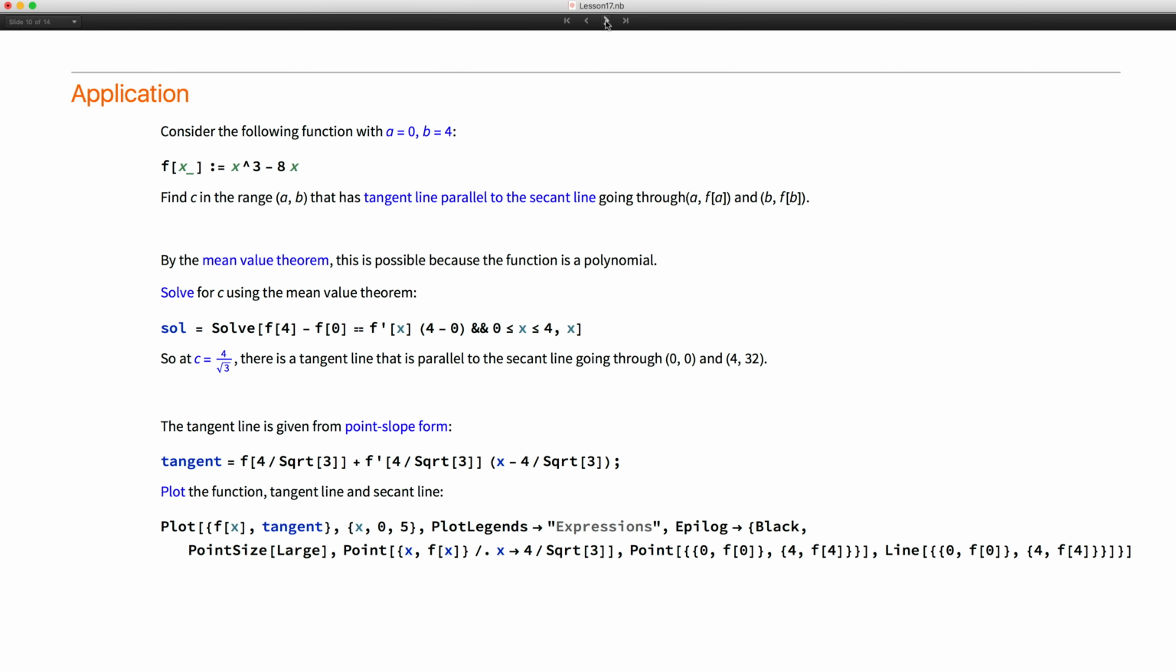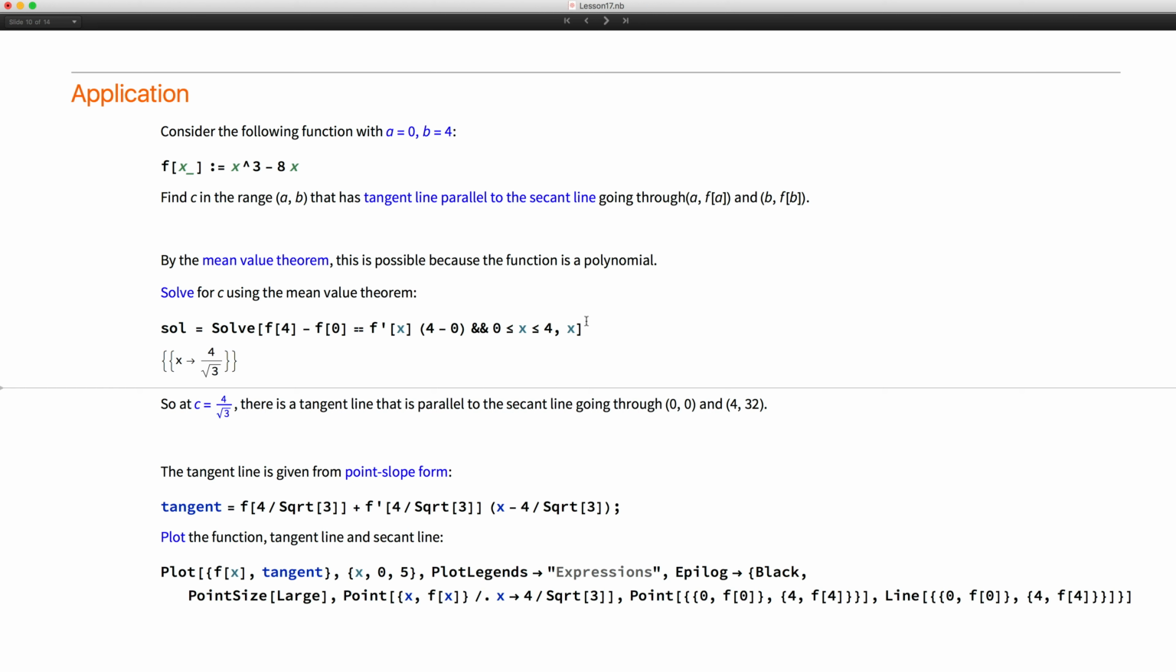Okay, so with that, some applications. The first application: let's look at the function x cubed minus 8x on the interval 0 to 4. You want to find a c in the range which has a tangent line parallel to the secant line through the endpoints. The first step, you note that the mean value theorem is certainly applicable because you have a polynomial function. So you solve for c, for x, in this equation, and the value of c is 4 over square root of 3.